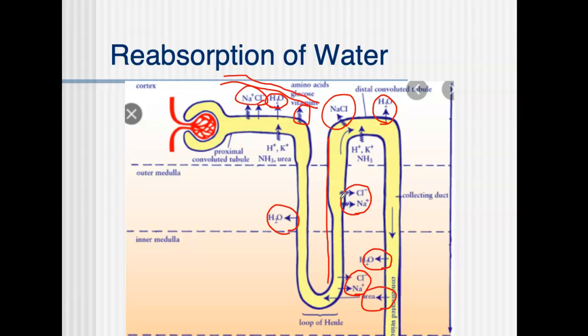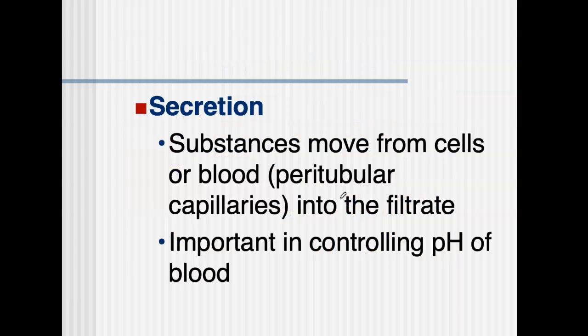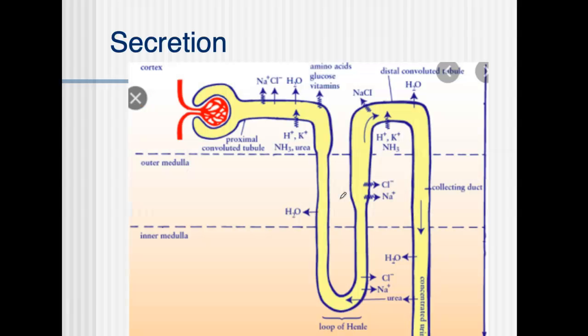Okay, so we had filtration, we had reabsorption. What's the third one? The third one is secretion. Substances are going to move now from the blood or those peritubular capillaries in the opposite direction, into the filtrate, even though it was never filtered. So this is very important when controlling the pH of blood. So let's go again. What is secretion again? A substance that was never filtered, right, and is still in the blood can actually still move into the filtrate.